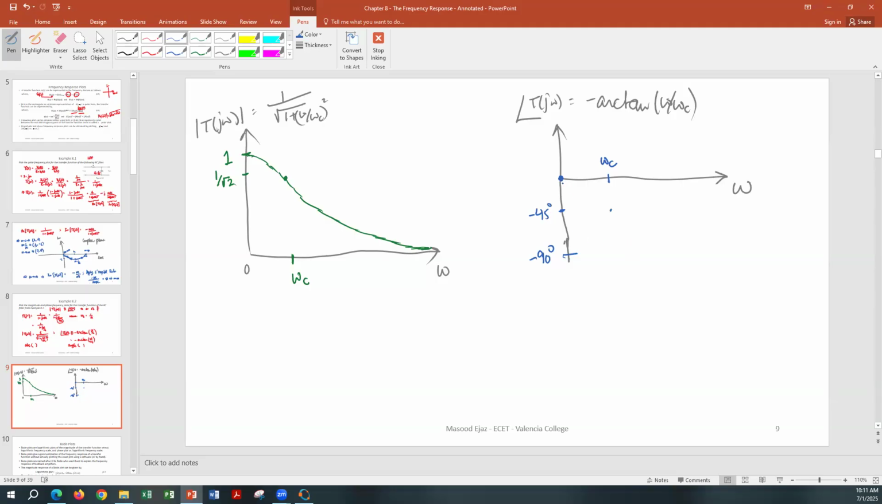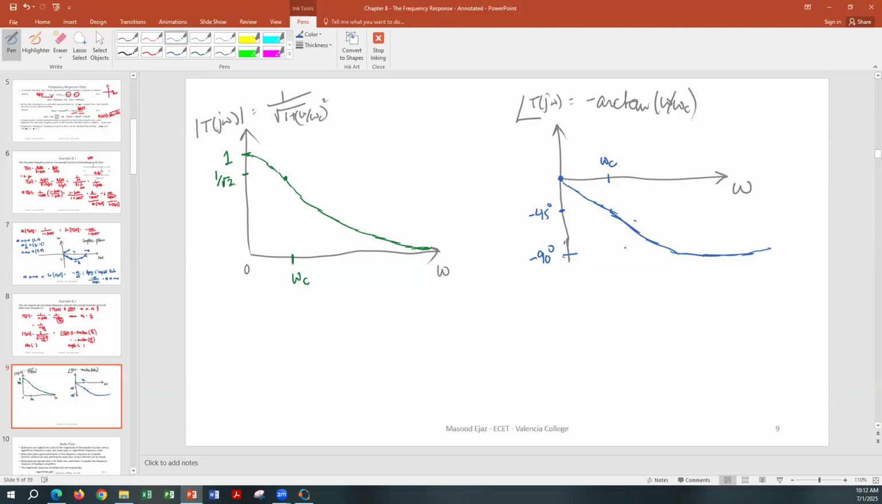So something like that is going to be your phase plot. At omega pretty much at infinity, it is going to hit negative 90 degrees. So these are the magnitude plot versus frequency and the phase plot versus frequency, which are called the magnitude response and the phase response of the system.